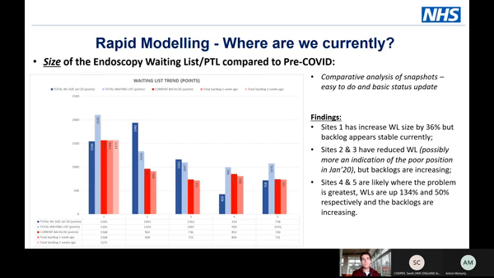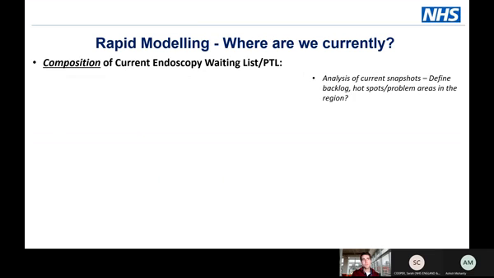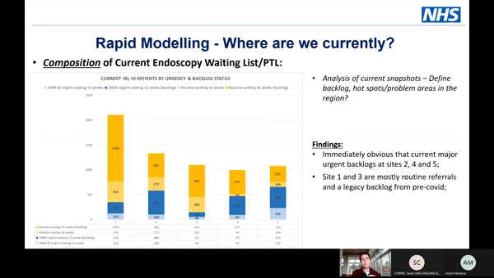And if the backlog is increasing, that is obviously a major concern, and a cause for concern at that particular unit. The other thing you can do is take a look at the composition of the waiting list. So what proportion of the waiting list is within its allocated waiting time or appropriate waiting time, and who isn't, and therefore falls within a backlog. And when you do that, you can pick out hotspots.